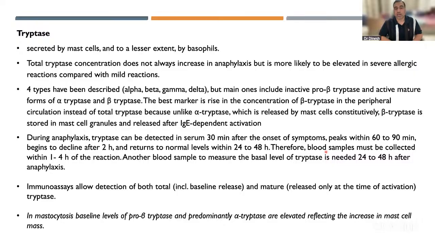The immunoassays usually are done to detect both the total, which includes the baseline release, and the mature tryptase, which is released only at the time of activation. One of the corollaries is in mastocytosis, where the baseline levels of pro-beta tryptase and predominantly alpha tryptase are elevated. Now, both being already elevated indicates more of an increase in mast cell mass in mastocytosis rather than sudden activation.